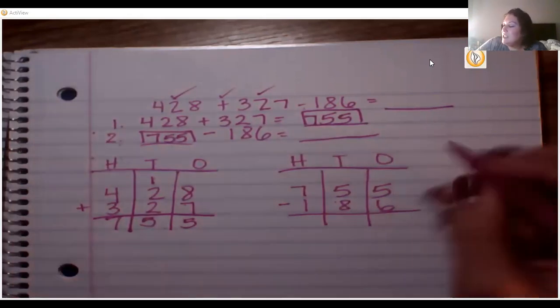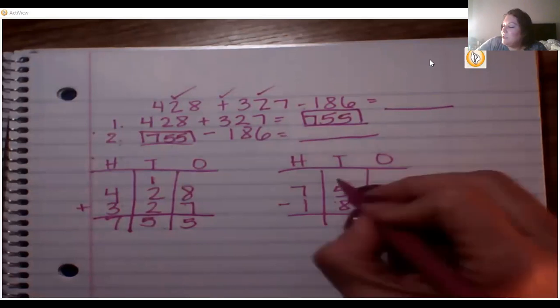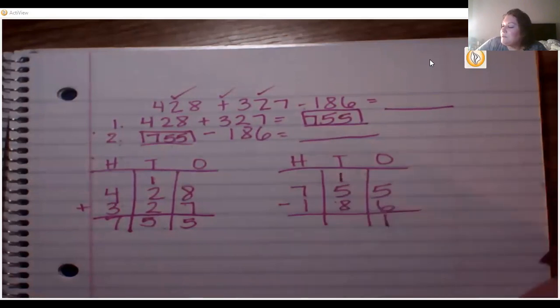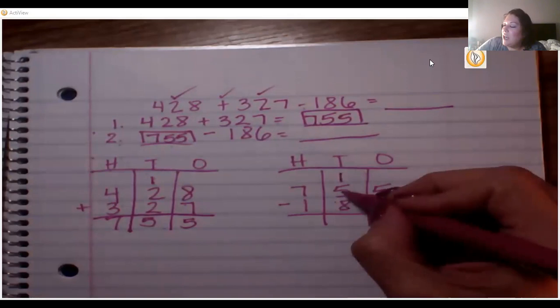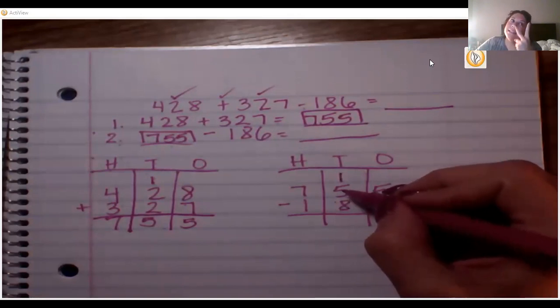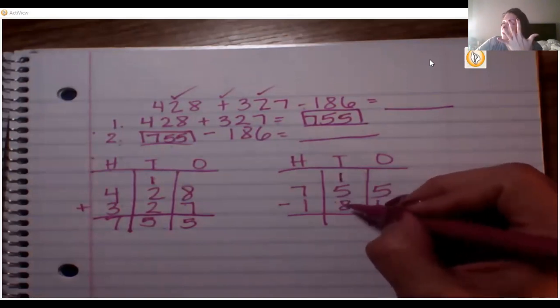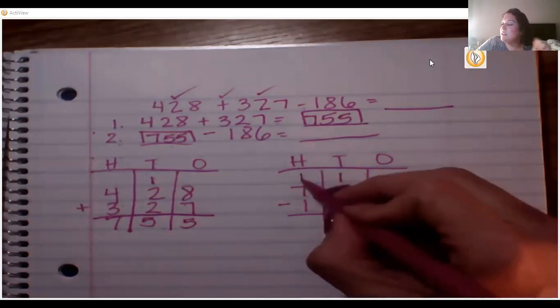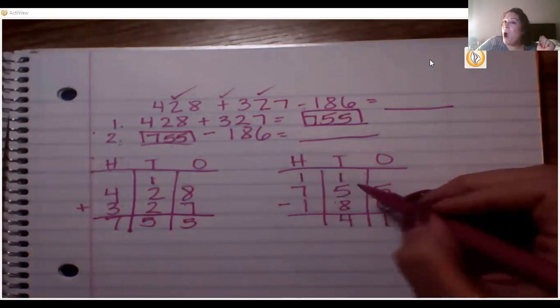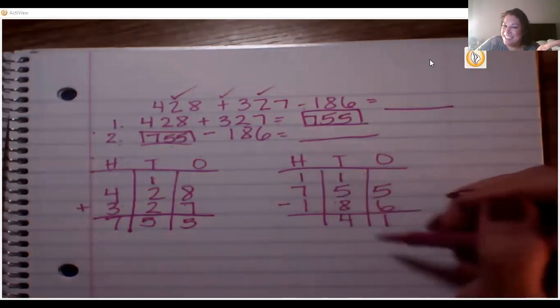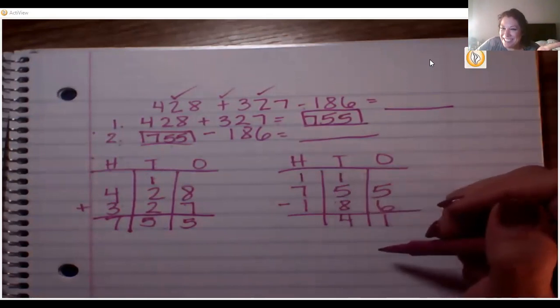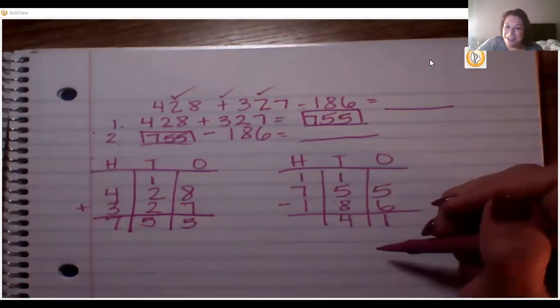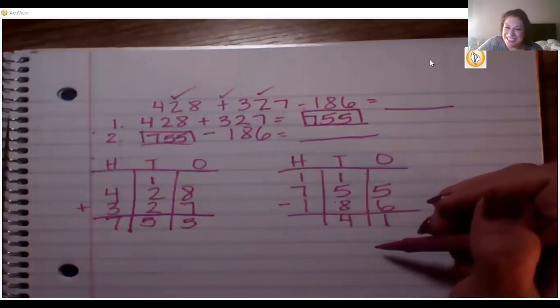5 plus 6 is 11. I'm going to regroup. 8 plus 5, 8, 9, 10, 11, 12, 13, plus one more gives me 14. OMG. I am going to stop right here, boys and girls.